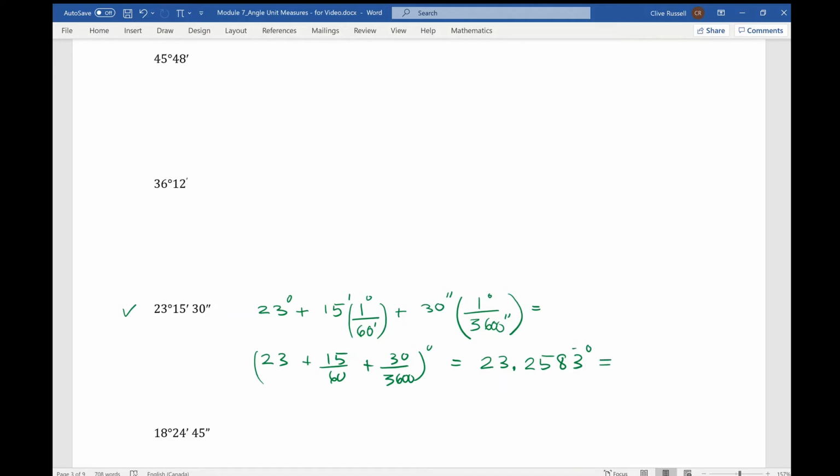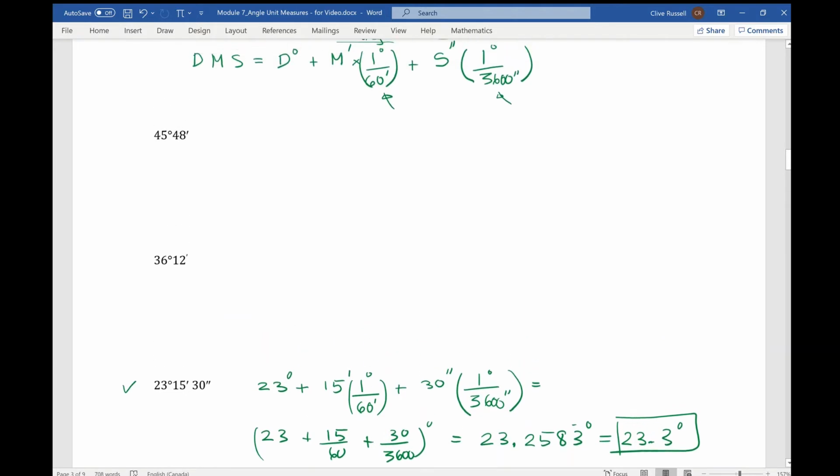However, as you have learned, with rounding, you round this to the nearest tenth. So it's going to be 23.3 degrees. At this point, let me talk a little bit about rounding.